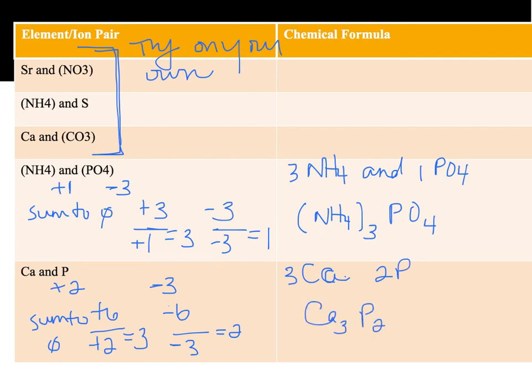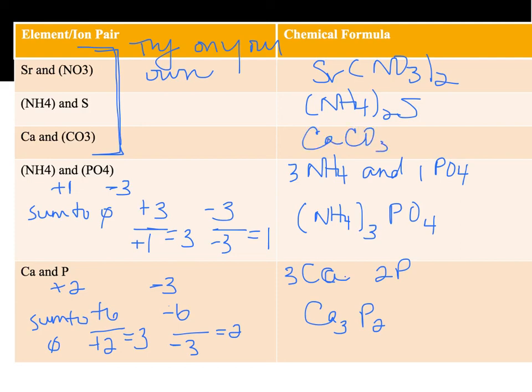Okay, now I'm going to give you the answers to these, but I'm not going to document it as much. I do want you to try to see how I came up with these formulas. So the chemical formula that you should get here is Sr(NO3)2. The one that you should get for NH4 and S is (NH4)2S. And the one that you should get for Ca and CO3 is actually CaCO3. You might put the CO3 in parentheses, but you don't have to.